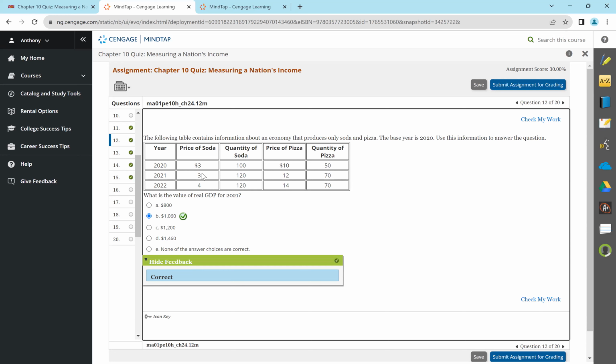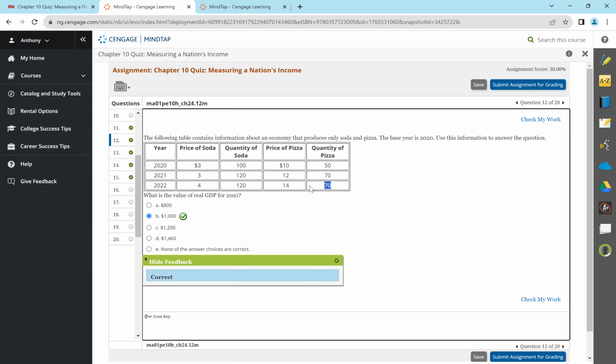So just to confirm that, do 3 times 120 plus 10 times 70. We should get 1060. Like we're going along these diagonal values. 1060. Okay, yes. Now let's do the same thing for 2022: 3 times 120 plus 10 times 70.